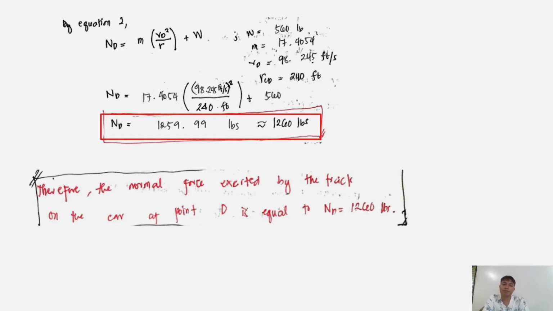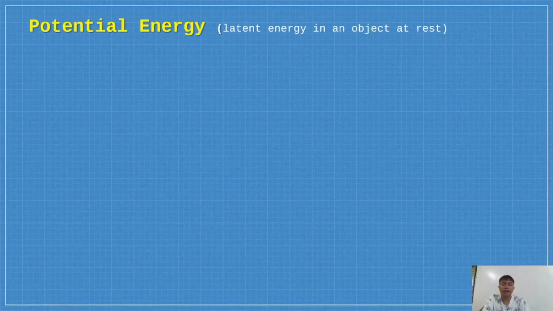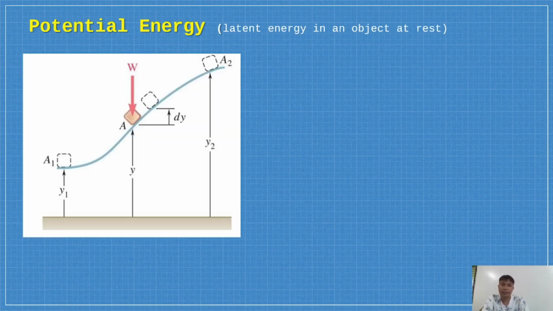Potential energy is considered the latent energy of an object at rest. So here, instead of following, we are actually calculating where our body, our particle, is going.